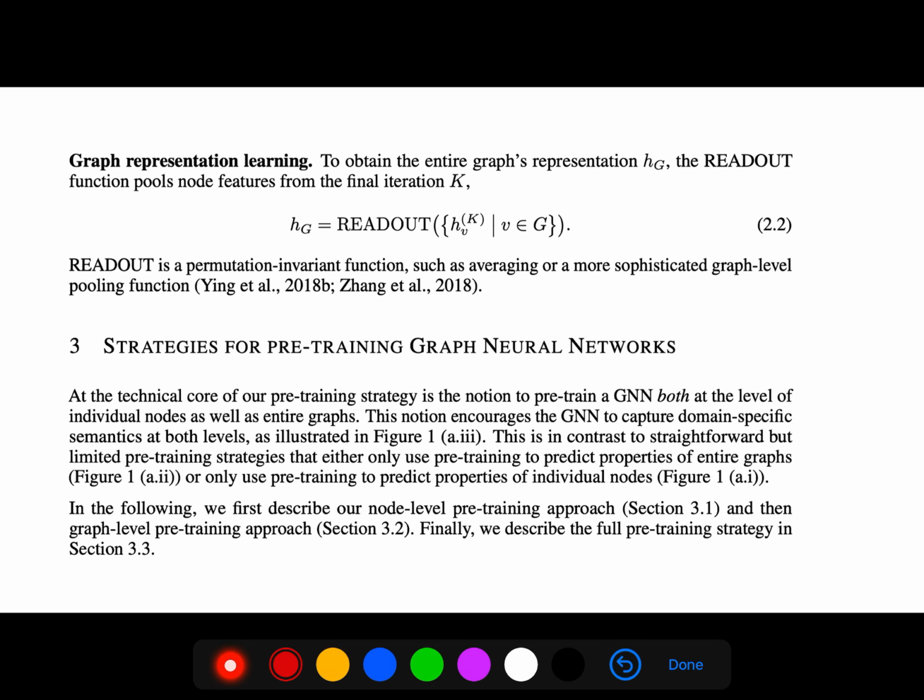So what are the strategies for the pre-training of graph neural networks? We first describe our node-level pre-training approach and then graph-level pre-training approach. Finally, we describe the full pre-training strategy.